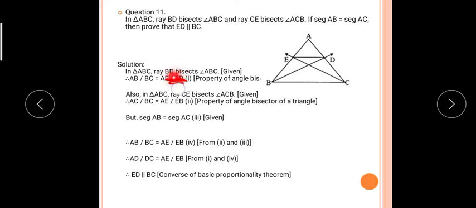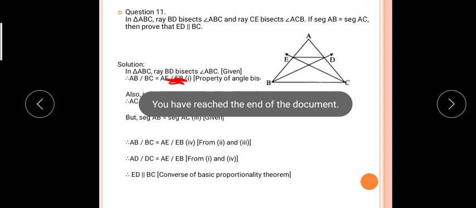This part was wrong, again I am saying, because BD is an angle bisector of angle ABC, so by the angle bisector theorem what ratio will come here? AB upon BC is equal to AD upon DC. Okay, other things are correct.